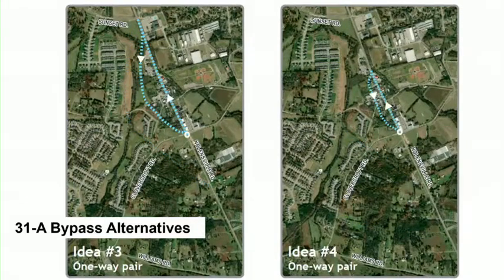Then the last 2, the third and the fourth ideas, are one-way pairs that would be more focused on the historic village itself and trying to create some more options in terms of transportation and travel there. So there's one that you can see here in number 3, and then number 4 follows Kings Lane and tries to work within there.